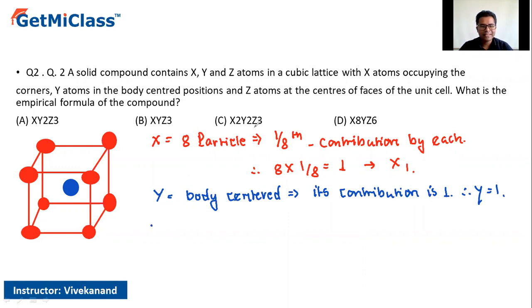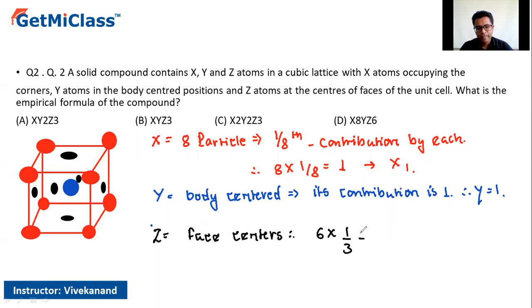Now, let's go with the last one, that is the Z. In case of Z atoms, they are present at the center of the faces of the unit cell. So the centers of the faces, 1, 2, 3, 4, 5, and 6. There are 6 faces, and every single face is shared by 2 unit cells, so whatever particle is present on the face is also shared by the 2 unit cells. So 6 into 1/2 is going to be 3. So I would say that Z is 3.